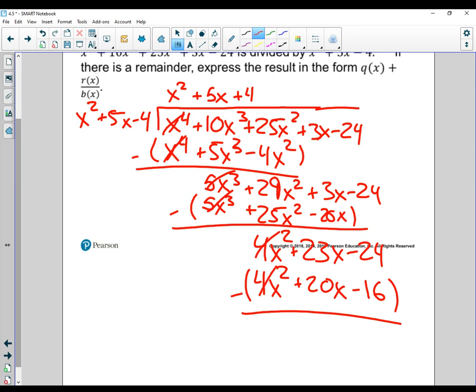That's gone. We're left with 3x minus a negative, so add 16. 18 minus 8. Oh, and we make x squared into x, right? So that's our remainder, so we need to add 3x minus 8 all over which one?